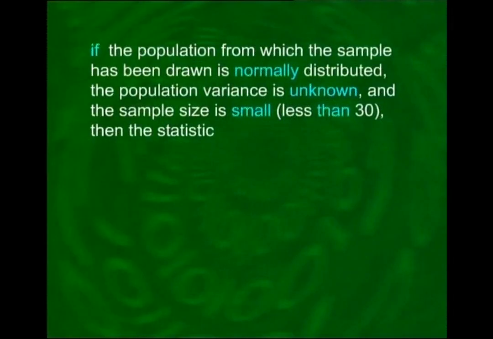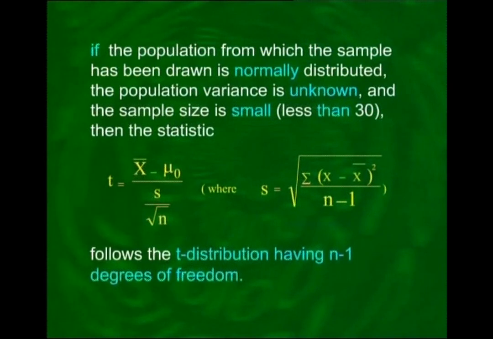As you now see on the screen, if the population from which the sample is being drawn is normally distributed, the population variance sigma square is unknown, and the sample size is small, that is less than 30, then the statistic x bar minus mu over S over square root of n, where S is the square root of sum of x minus x bar whole square divided by n minus 1, this statistic follows the t distribution having n minus 1 degrees of freedom. Students, aaiye is point ko understand karne ki koshish karte hain.